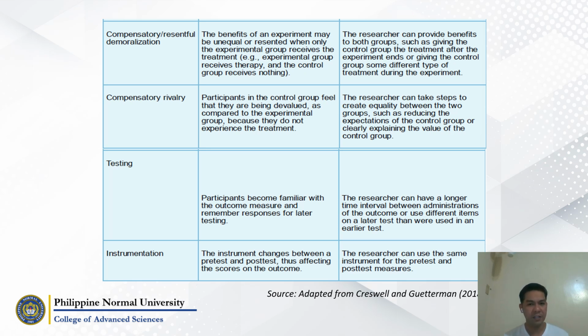So the researcher can provide benefits to both groups, such as giving the control group the treatment after the experiment ends or giving the control group some different type of treatment during the experiment. So may intervention sa kay group A, sa control group, may intervention din kay group B. Or, sabi dito, para walang demoralization, after ng experiment, yung intervention na in-implement mo kay Group A, ay i-implement mo na rin siya kay Group B.